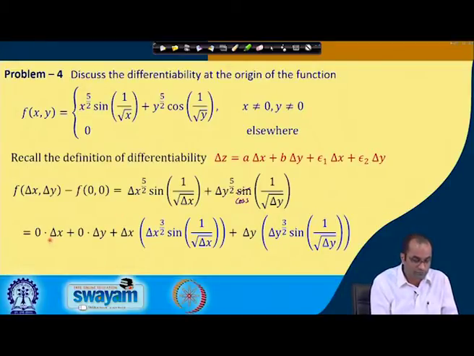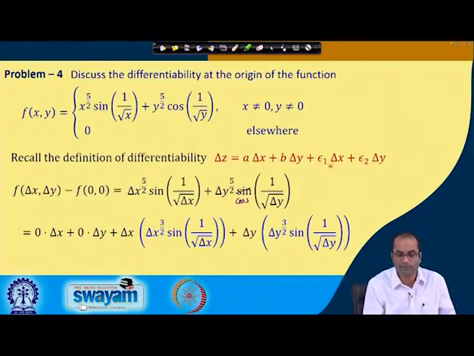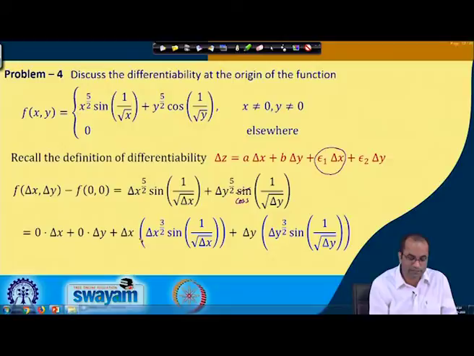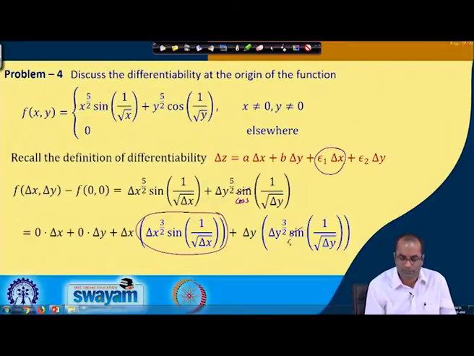In this case we can now write down 0 into delta x plus 0 into delta y, that linear term, because there is no linear term. So, we have just introduced here 0 times delta x and 0 times delta y. Here we have taken this one delta x outside, because we need that format, epsilon 1 delta x. So, this will become epsilon 1 here, and then from here also we have taken this delta y term away, then we have delta y power 5 by 2, and this is again this cos term, the cos of 1 over square root delta y.